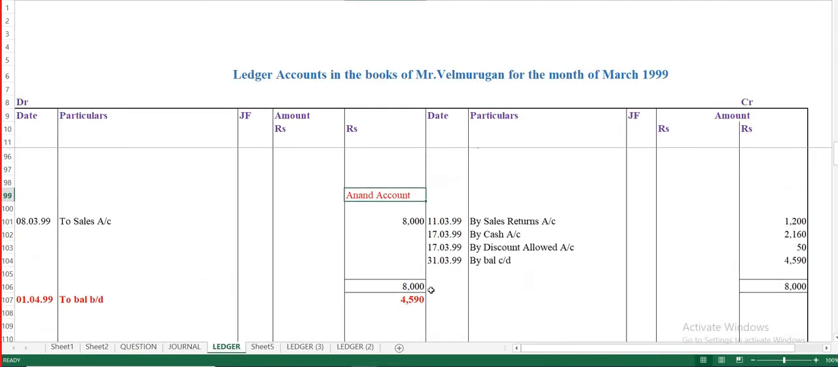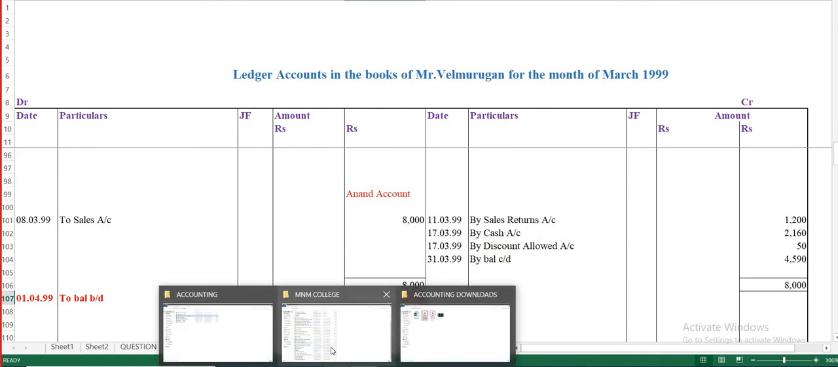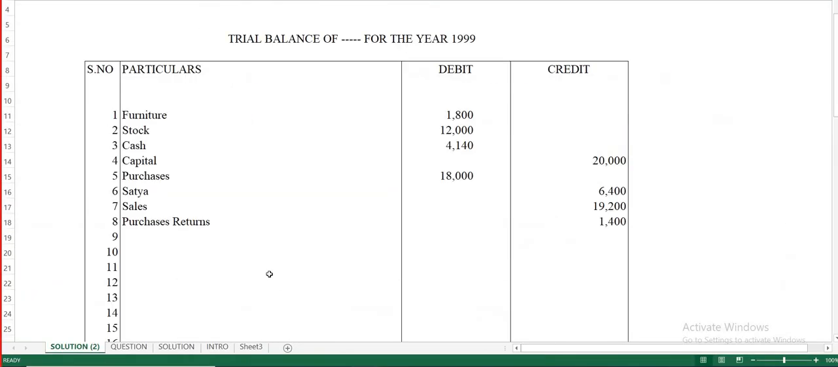Okay, so Anand, we still didn't close his account. Anand is still someone we have transactions with. So we have to show the balance as 4,590 on the debit column. Okay, still we have transactions with him. 4,590. So Anand we have to show as a debit balance of 4,590.